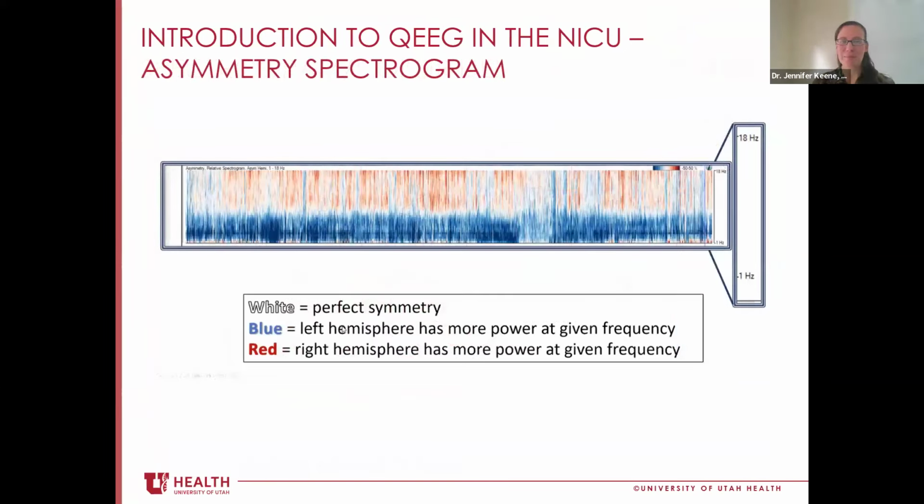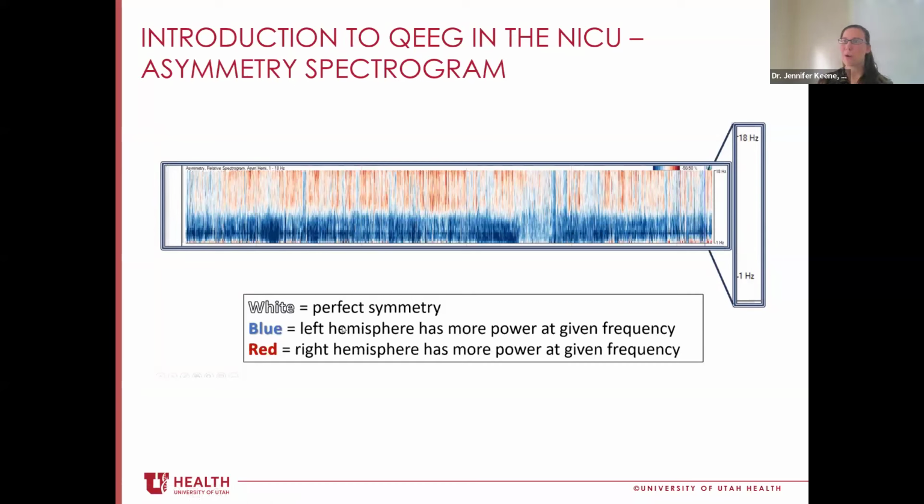And last, the asymmetry spectrogram is again what it sounds like. This is across our frequency panel from 1 hertz to 18 hertz over time. If we have perfect balance between our left and right hemispheres, it's going to look white. If at that particular power range, we have a lot more power on the left, it's going to be blue. So we've got, in this example, a lot more power on the left side at our low frequencies, and some more power on the right side at our higher frequencies.